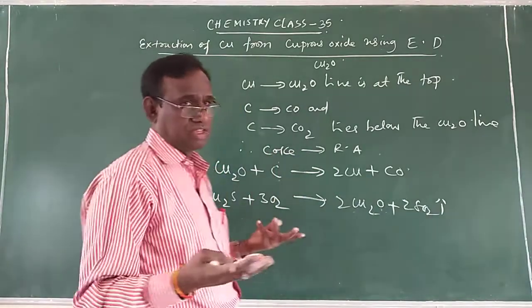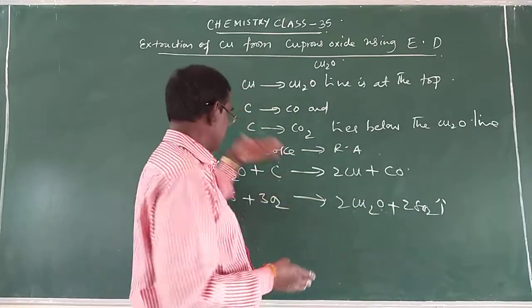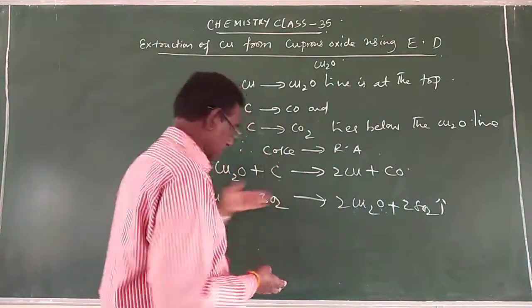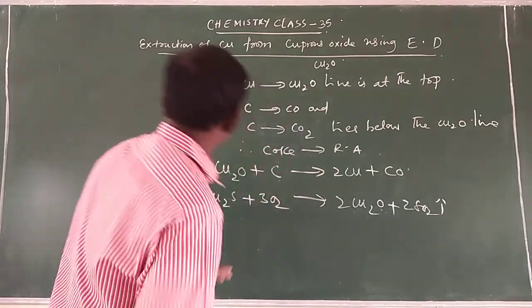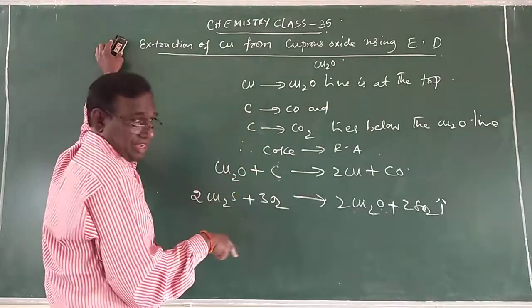But most of the ores of copper are sulfide, therefore first they are converted to oxides and then they are reduced to copper by using coke as reducing agent. Okay, that completes the extraction of copper from cuprous oxide using the Ellingham diagram.